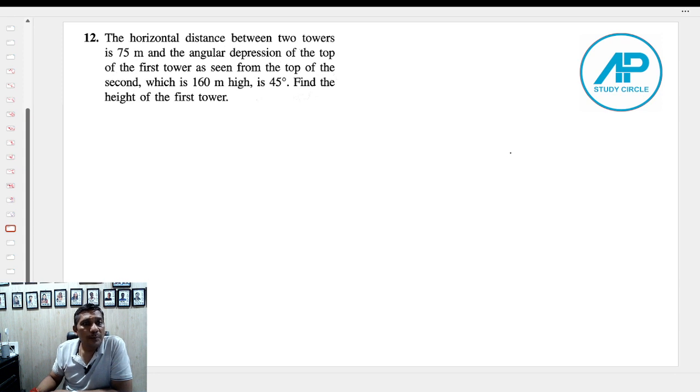The horizontal distance between two towers is 75, and the angle of depression of the top of the first tower as seen from the top of the second tower is 45. Now you have to decide which tower is taller and which is shorter.